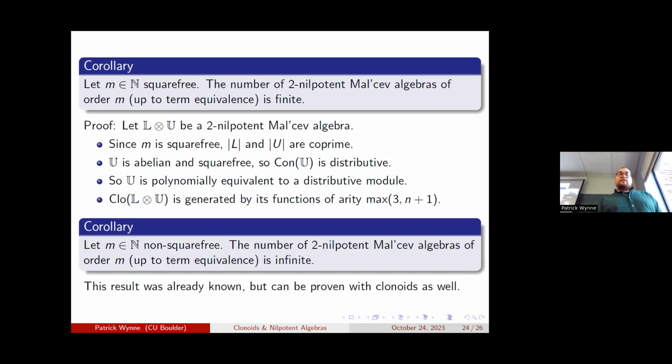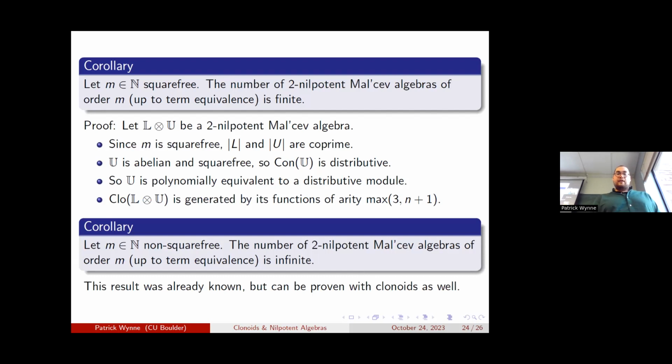And just comparing that to the situation where M is non-square-free, then actually there are infinitely many 2-nilpotent Malcev algebras of order M. And this essentially was already known before, and this was proven by Pavel Idziak, I believe, as well as Bulatov. And so we can also prove this using this same perspective of clonoids.